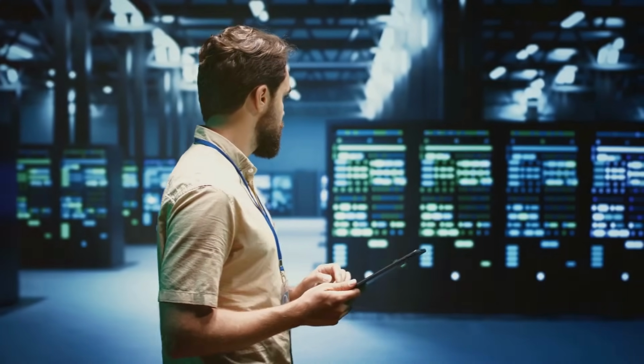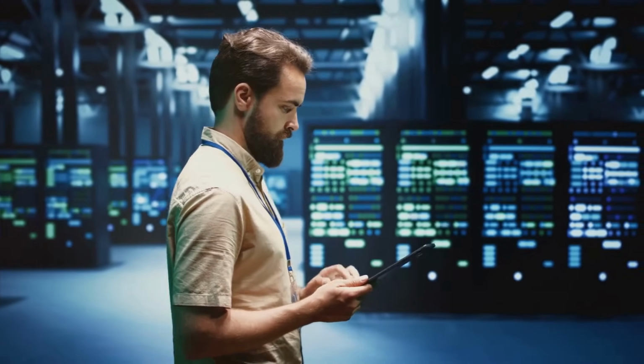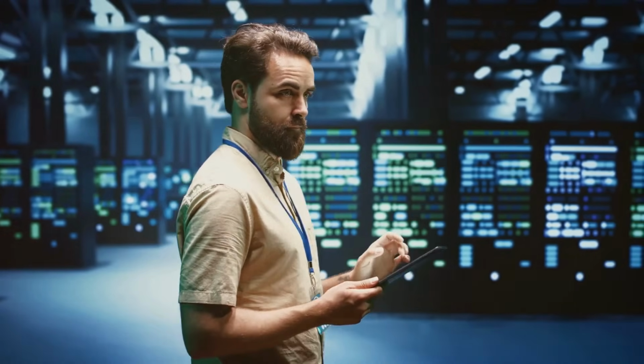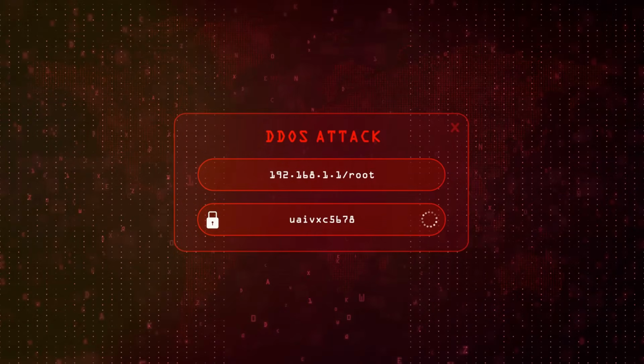In addition to these primary strategies, there are several other measures you can take. For instance, over-provisioning bandwidth can provide some degree of protection. This involves having more bandwidth available than you typically need, giving you extra capacity to handle sudden spikes in traffic.